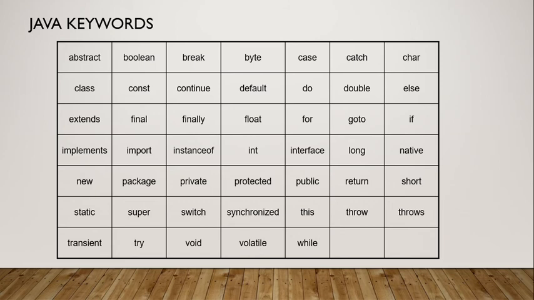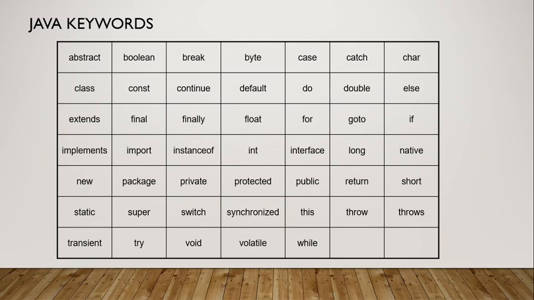Boolean. Java boolean keyword is used to declare a variable as a boolean type. It can hold true and false values only. Break. Java break keyword is used to break loop or switch statement. It breaks the current flow of the program at specified condition. Byte. Java byte keyword is used to declare a variable that can hold 8-bit data values.